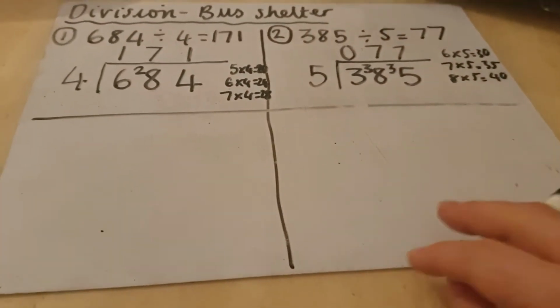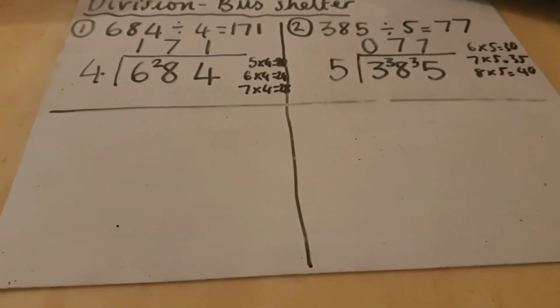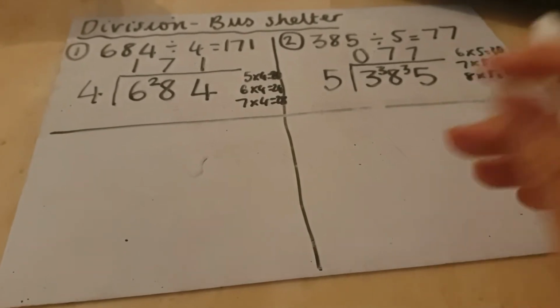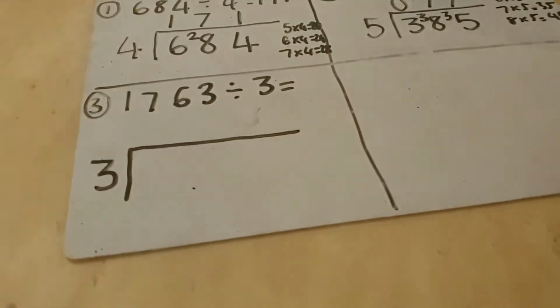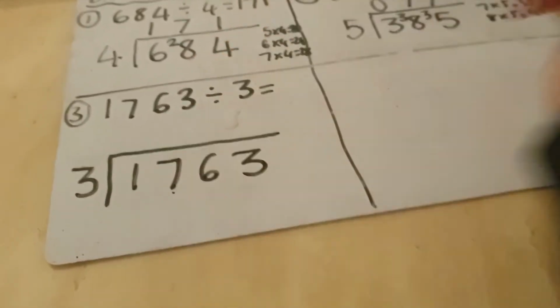Now these next 2 examples are going to include remainders, but I don't want you to worry because we know that rather than writing R, which usually symbolises remainder, we go straight into a fraction, okay? So the question that we're going to do to begin with, number 3, is 1,763 divided by 3, okay? And again, get that bus shelter up and ready. And we just put the number we're dividing by, which is 3, on the outside. The number we want to divide underneath, like so.